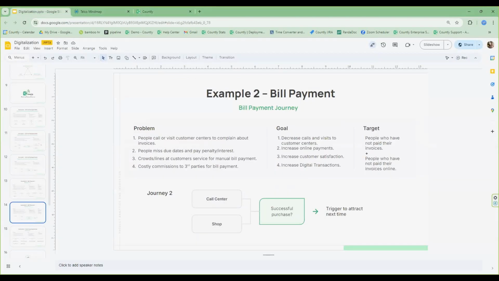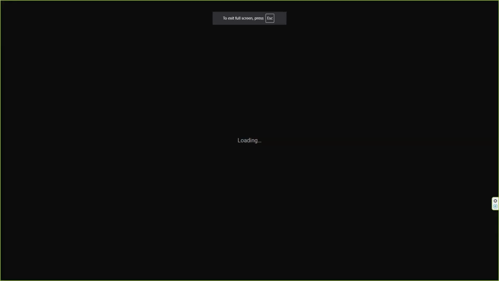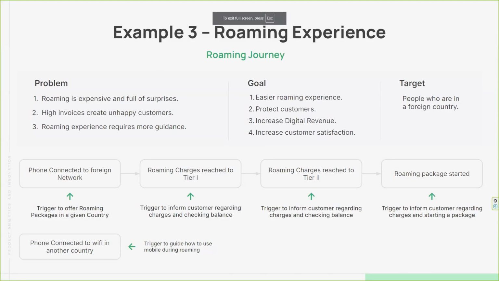And my final example would be a roaming example, where roaming, as you know, is one of the most dissatisfying experiences for a lot of the users, because when they travel abroad, it requires some technical information.